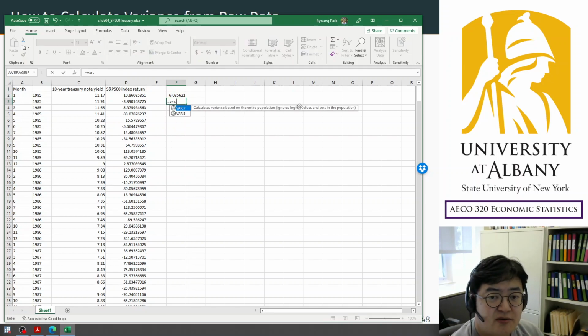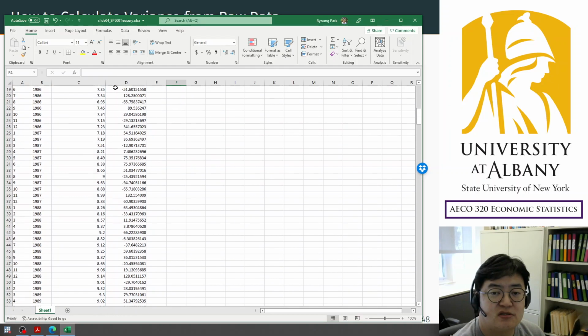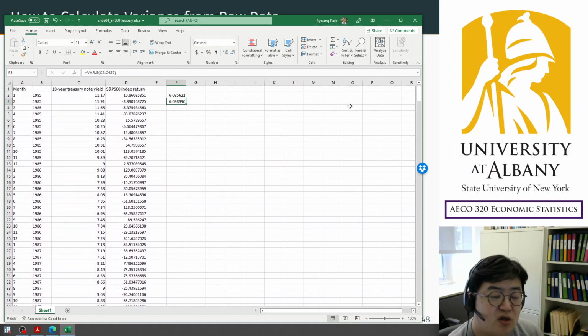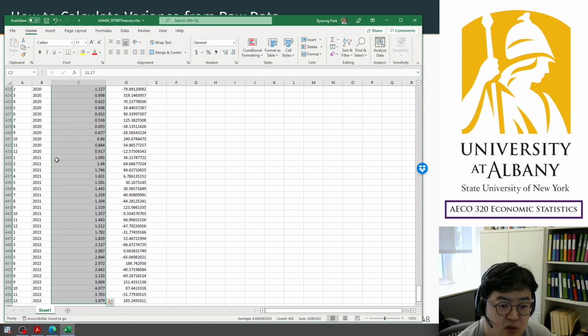Similarly, let's see the sample variance. Let's see what happens with sample variance. So VAR.S, and enter this data. Then you get a very similar but slightly different number, right? The main difference is, as I said, the sample size: we have 456 months.